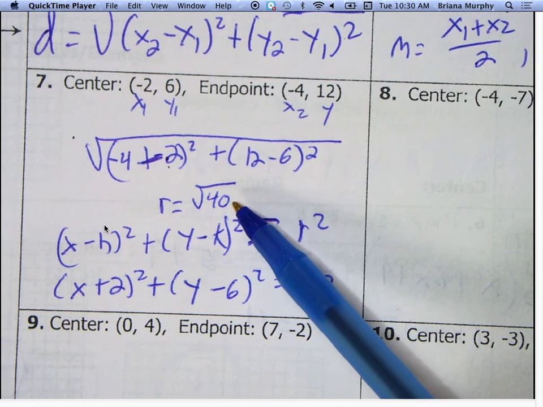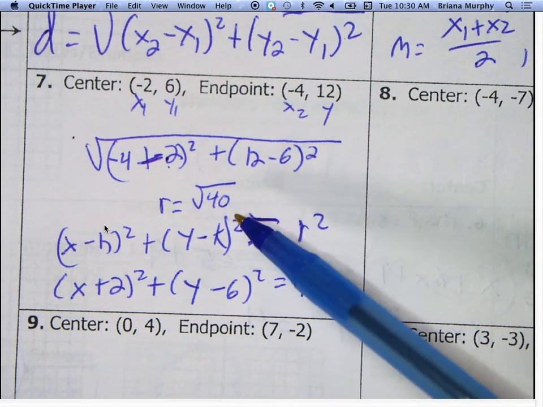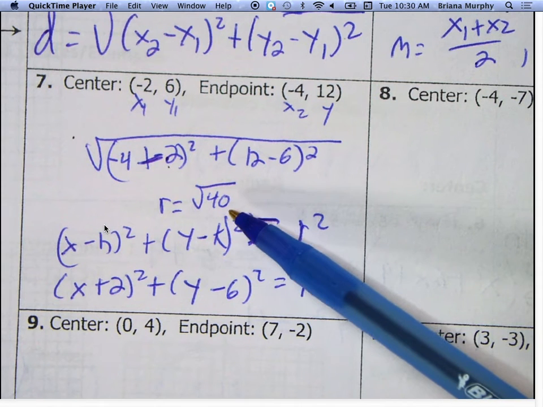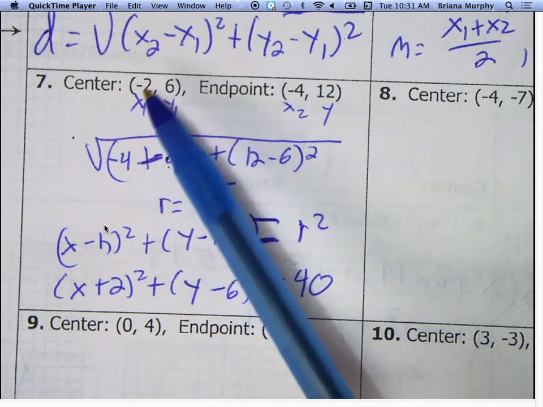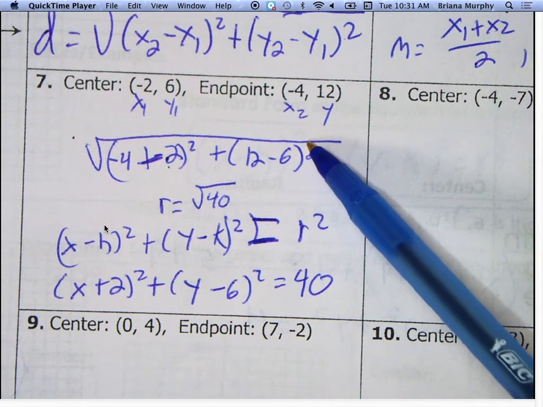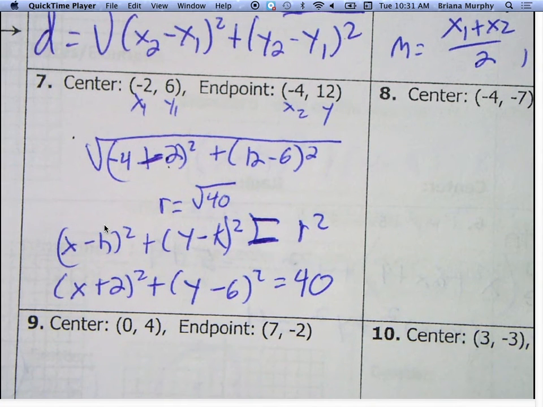So I found the distance formula. So distance is the radius, in this case, because I gave you the center and the endpoint. So then that's radius equals the square root of 40. So to put in my formula, I squared it and got 40.